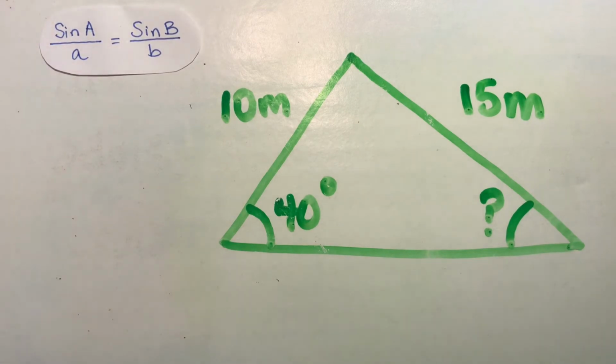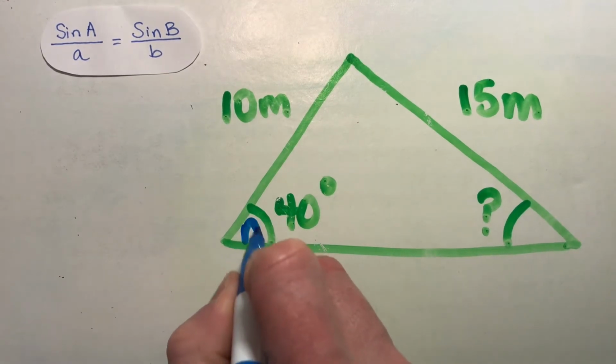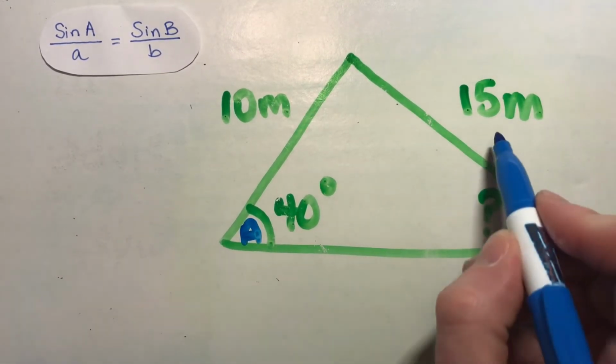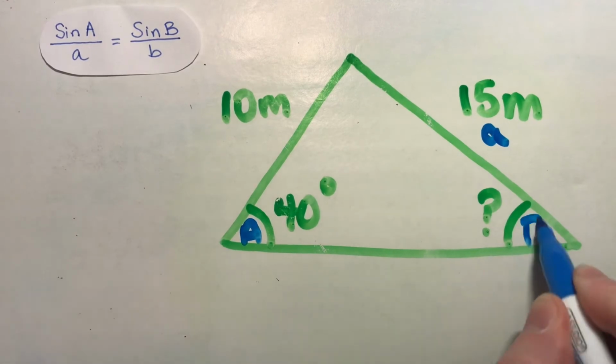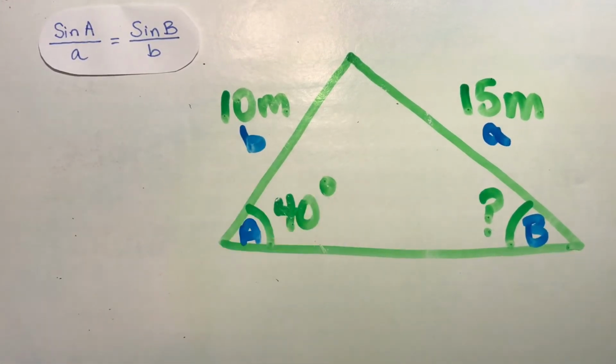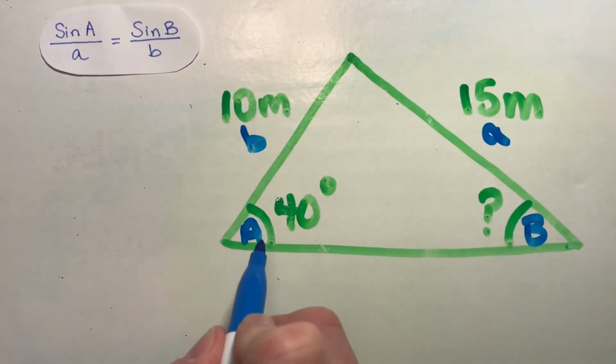Since I want to solve for an angle, I'm going to use the equations so that my angles are on top. Algebraically, this just makes sense to always keep my unknown in the numerator. It's always a good idea to label our diagram, so let's label angle A and the opposite side as lowercase a. This is angle B, and the opposite side to it is lowercase b as well.